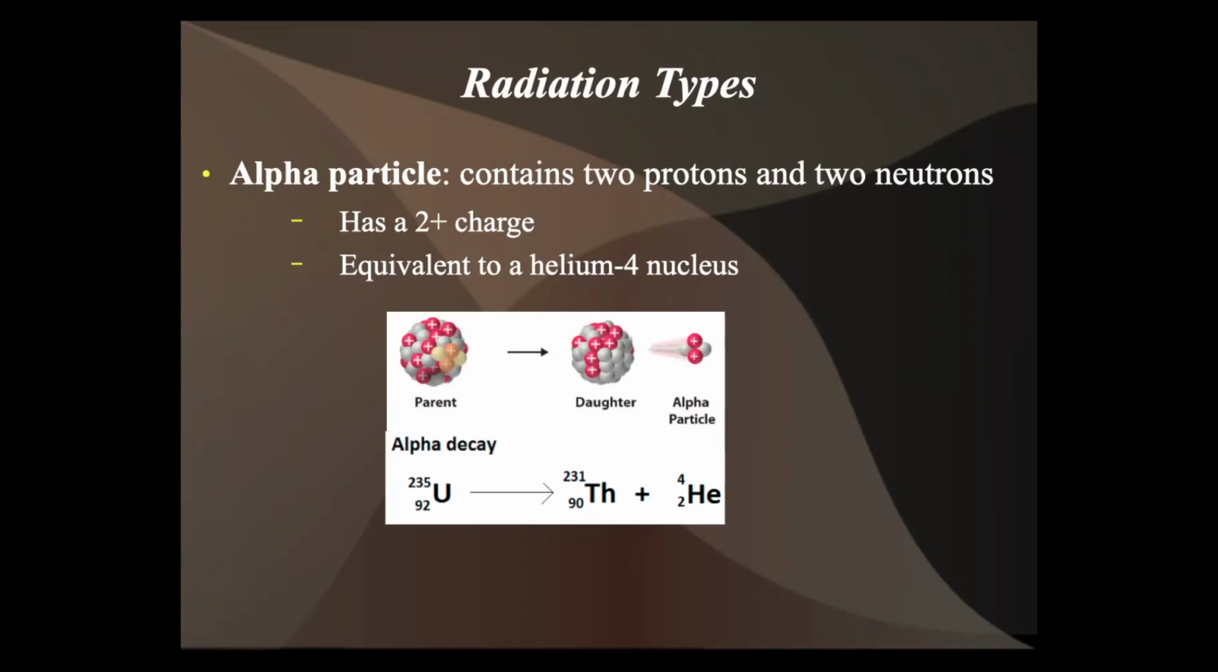Notice too that these numbers add up. So 90 plus 2 gives you 92. 231 plus 4 gives you 235. So the numbers both add up. The number of protons and neutrons is constant on both sides. Now they change, they move from the nucleus outward, but you can't destroy protons and neutrons. So the numbers will add up again. So that's one thing to keep in mind for these nuclear reactions, is that the numbers do combine to equal the same on both sides.